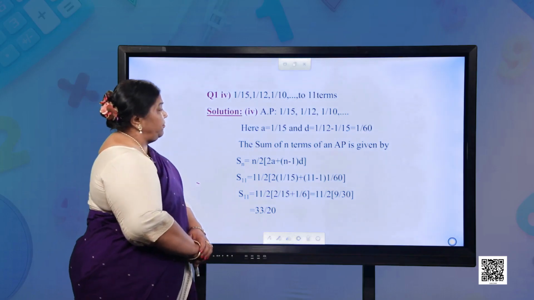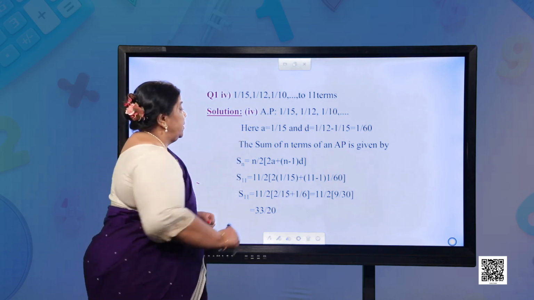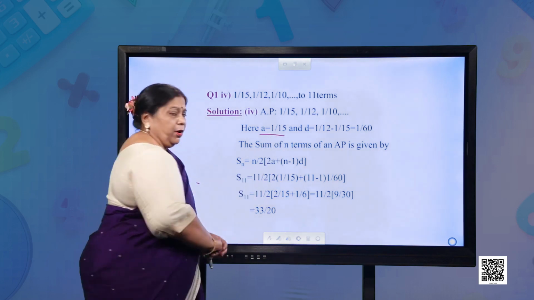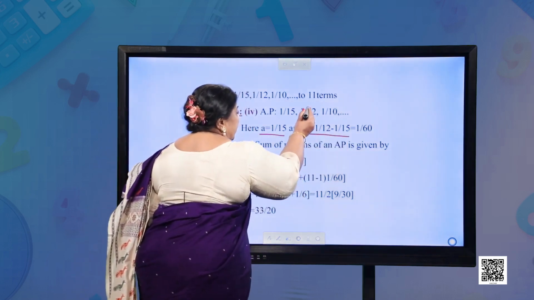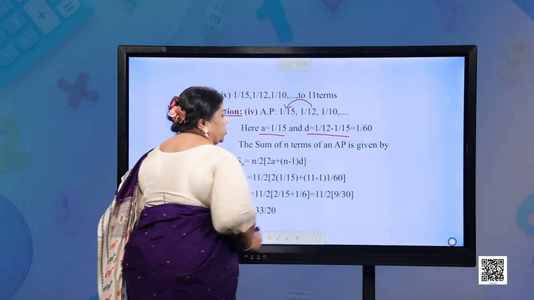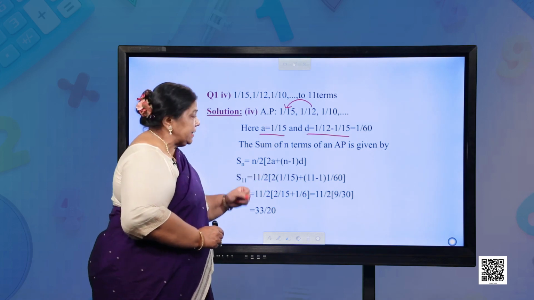Here 1 upon 15, 1 upon 12, 1 upon 10 to 11 terms. What is the first term? 1 upon 15. What is the common difference? It is second term minus first term. So 1 upon 12 minus 1 upon 15, which gives us 1 upon 60.